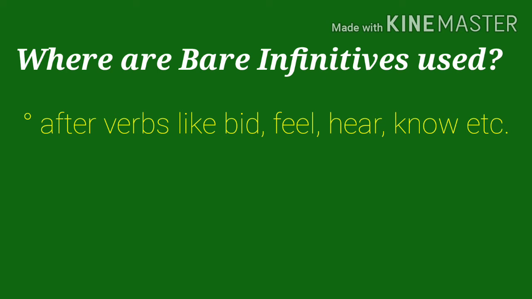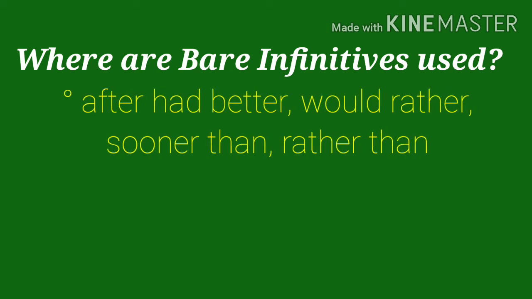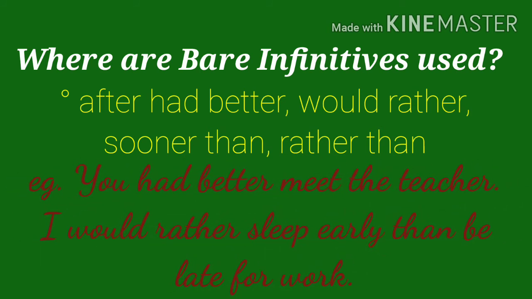Examples: I felt time slip away. He heard Smita sing at the concert. The same structure is followed. He heard Smita to sing at the concert, but as I explained, to sing is not used in this. It will be he heard Smita sing at the concert. The third place where bare infinitives are used is after the expressions had better, would rather, sooner than, rather than, etc. So, you had better meet the teacher.